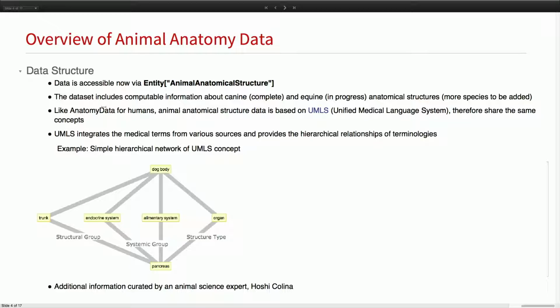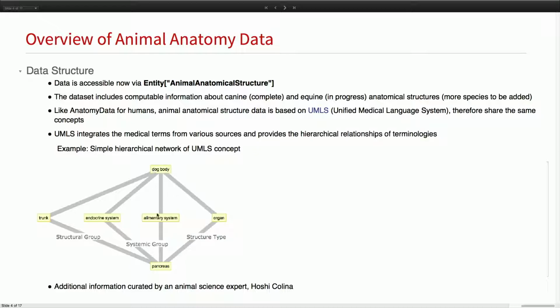And like existing anatomy data for humans, this data set is based on UMLS, Unified Medical Language System, which is a lexicon type database provided by the US National Library of Medicine. So this means that they share the same data structure and same concepts, which makes it easy to handle their data. And the UMLS data is hierarchically organized, as shown in this simple diagram.